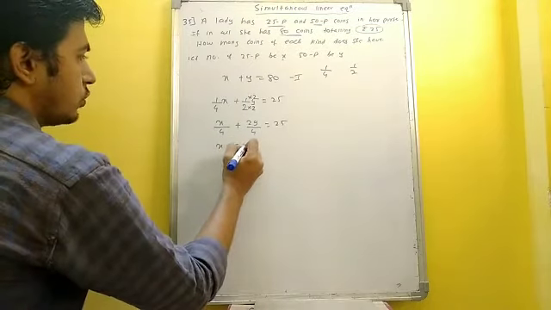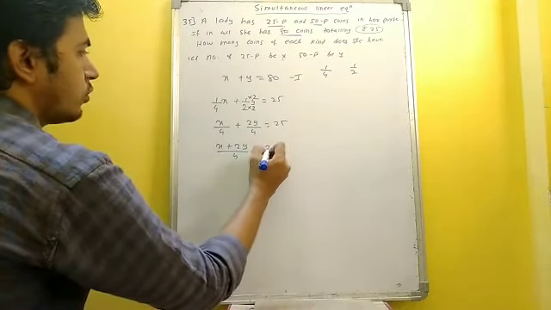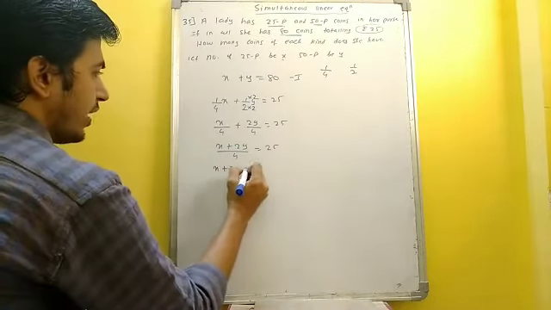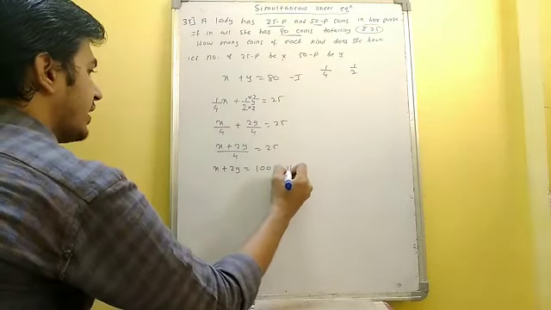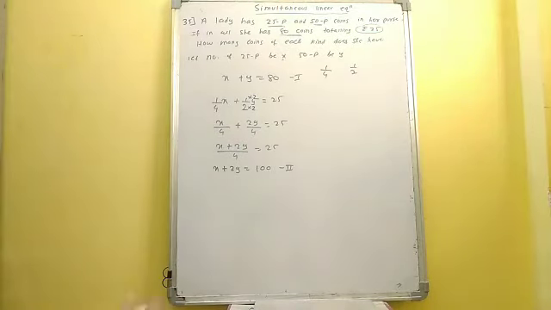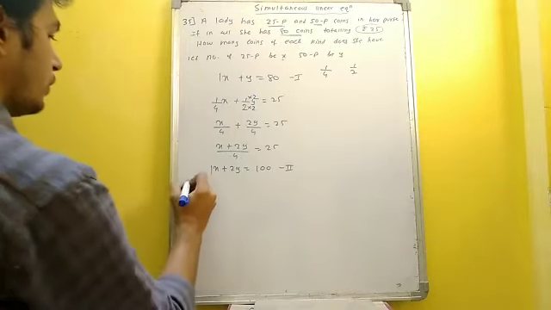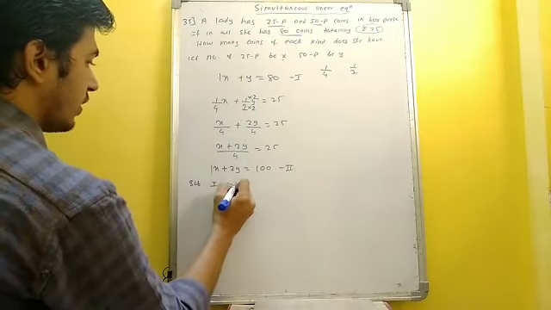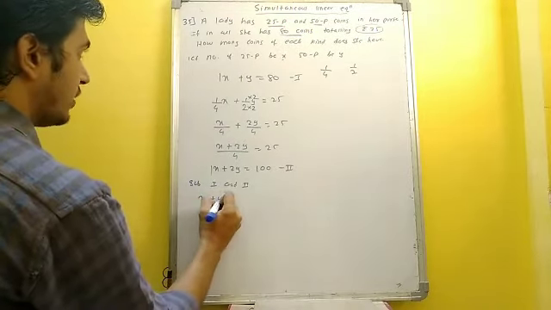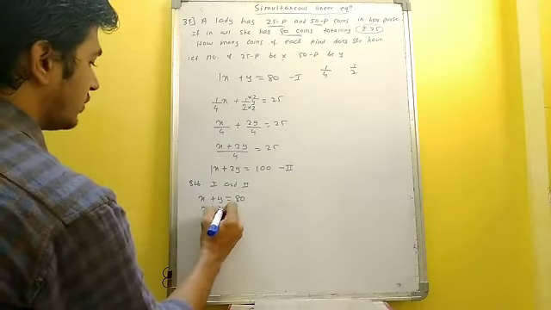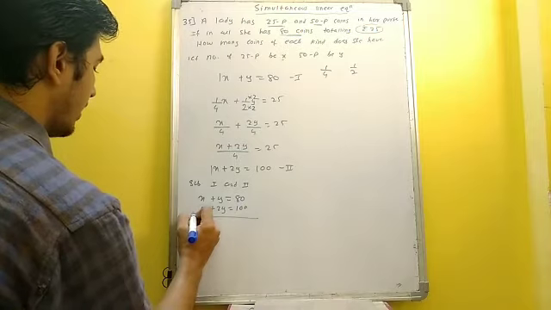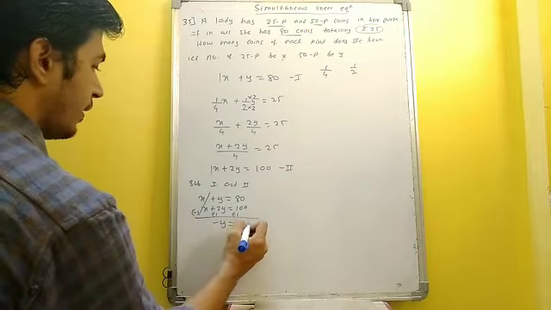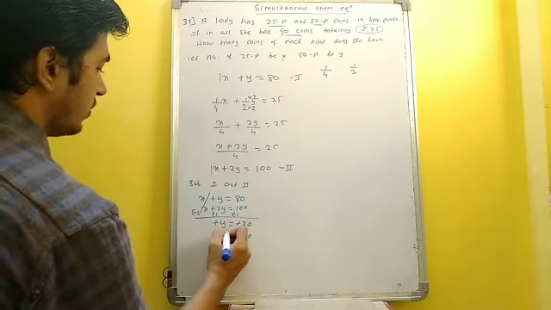X plus 2y upon whole divided by 4 is equal to 25, because the value of the money is 25. So x plus 2y is equal to 25 times 4, which is 100. This is equation number 2. Now we subtract equation 1 and 2. X plus y is equal to 80 and x plus 2y is equal to 100. When we subtract, x gets cancelled. Minus 2y plus y is minus y. Minus 20 by y, the minus signs get cancelled. Y is equal to 20.